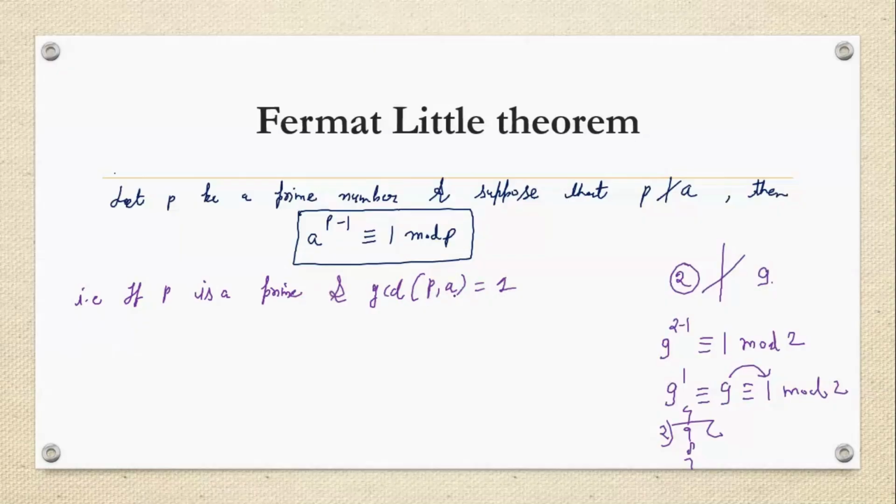That is, a prime and a number. The number can be composite or prime as well. Then we can say A to the power P minus 1 will be congruent to 1 mod P. That is, you can say that A to the power P minus 1 minus 1 is divisible by P. Have you noted down? Very, very important result of the Fermat theorem.